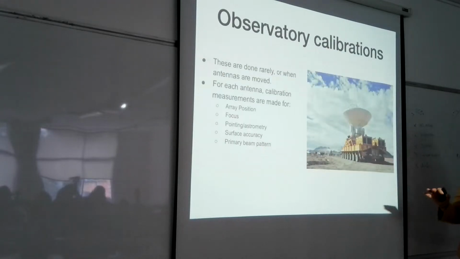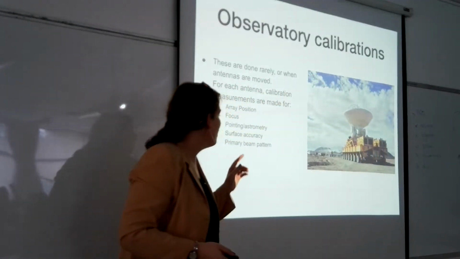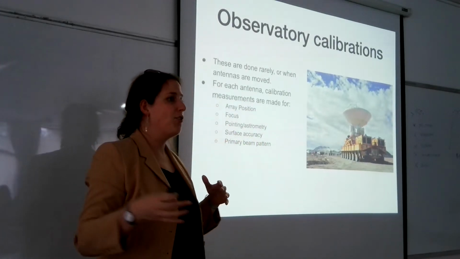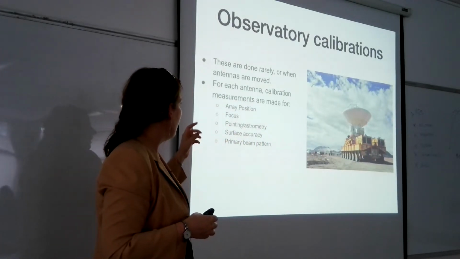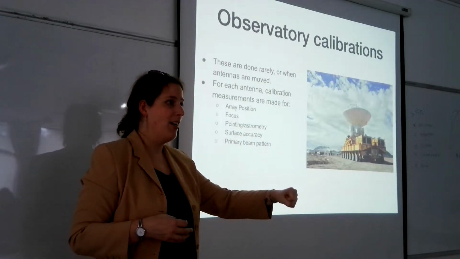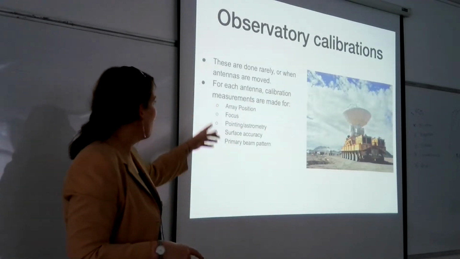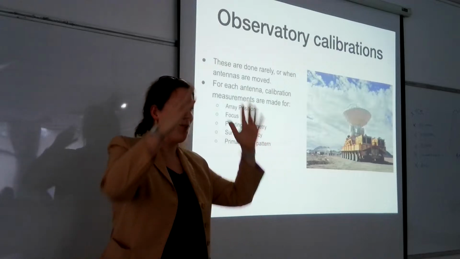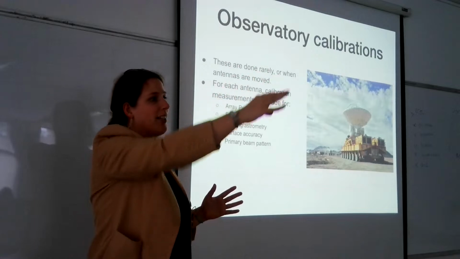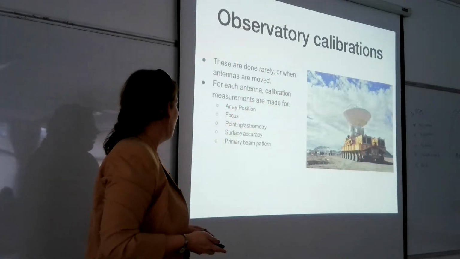So there are observatory calibrations, which are only done when antennas are moved from one configuration to the other. This is making sure that we know the exact position of each antenna in the array, because of course that sets the baseline length. The focus and pointing of each antenna, because we want to make sure that we know exactly what we are pointing at, that the coordinates that we put in our computer, that is also what the telescope is doing.